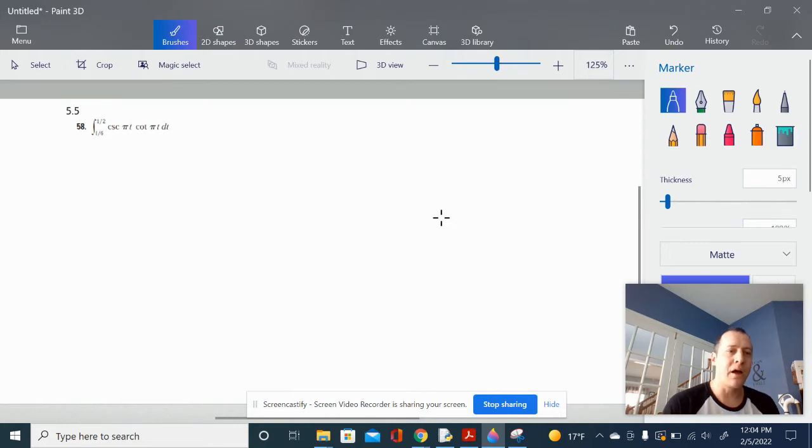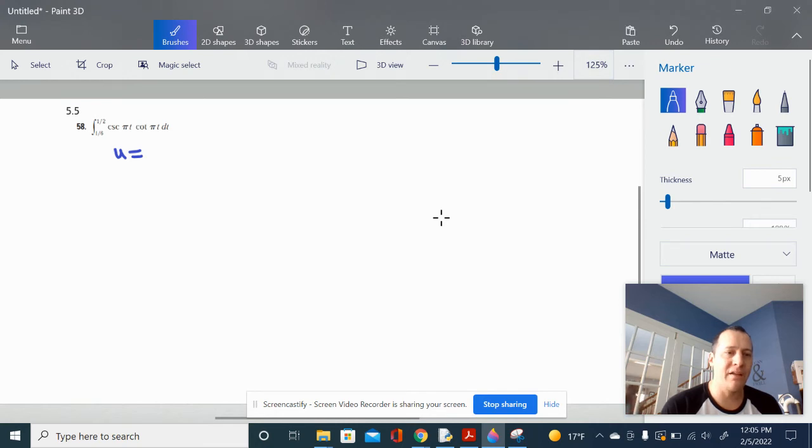I will say, when you get pretty good at this, and once you've done a bunch of these, when it's just a constant multiple like that, you might be able to skip the substitution and just think, okay, chain rule backward with a constant multiple. But let's show it with the substitution.